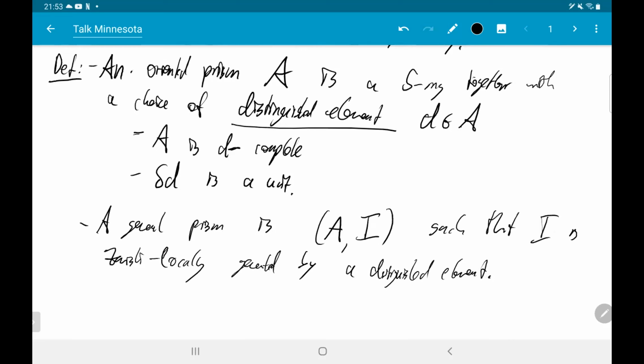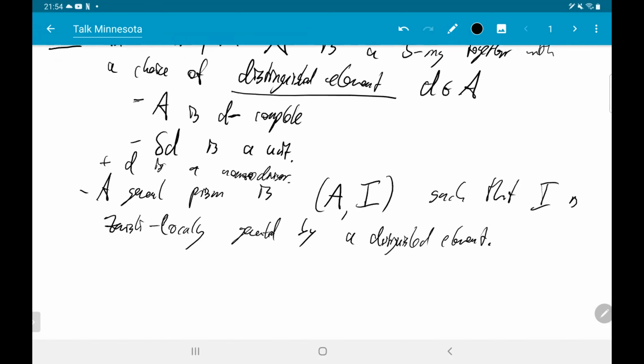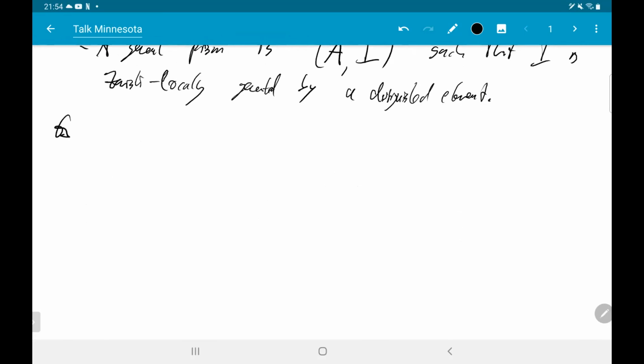And maybe for this to be very well behaved, you want also that I is a non-zero divisor. But that's going to be given in all of our examples. So again, let me look at examples.